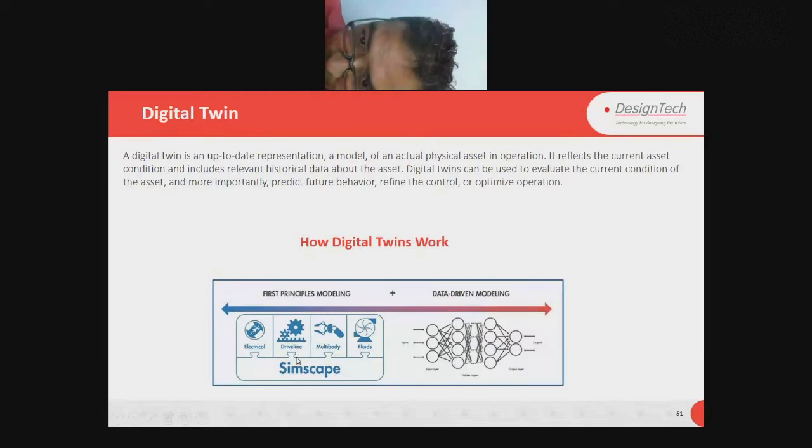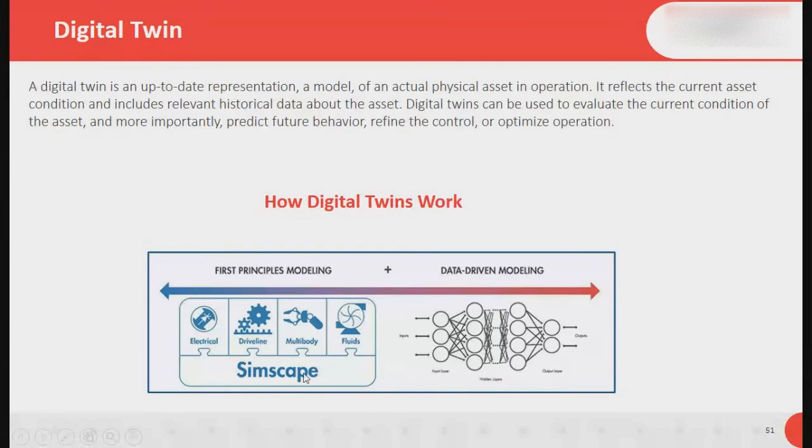So, a digital twin is an up-to-date representation, a model of an actual physical asset in operation, as we discussed. So, how does it work in MATLAB? To design a virtual model of your original real-time plant, we have the Simscape family. If you have a plant from electrical, driveline, multibody or fluids, we have all these blocks available. Use those blocks to design it virtually.